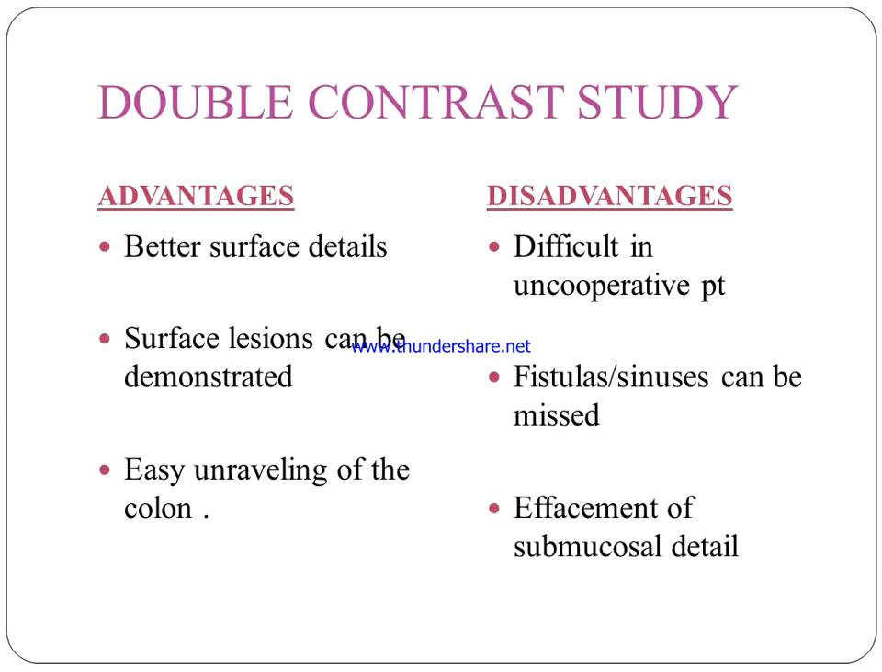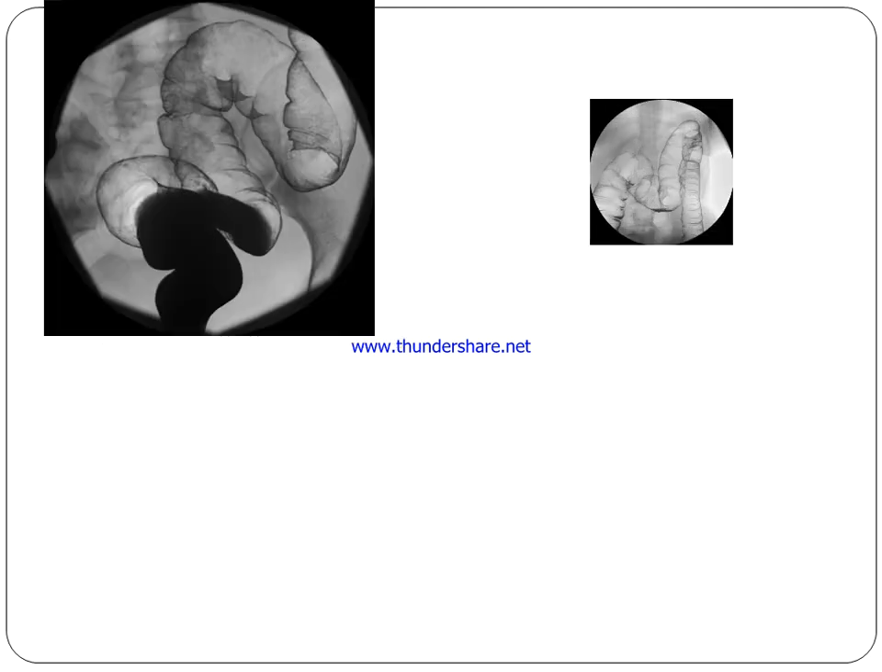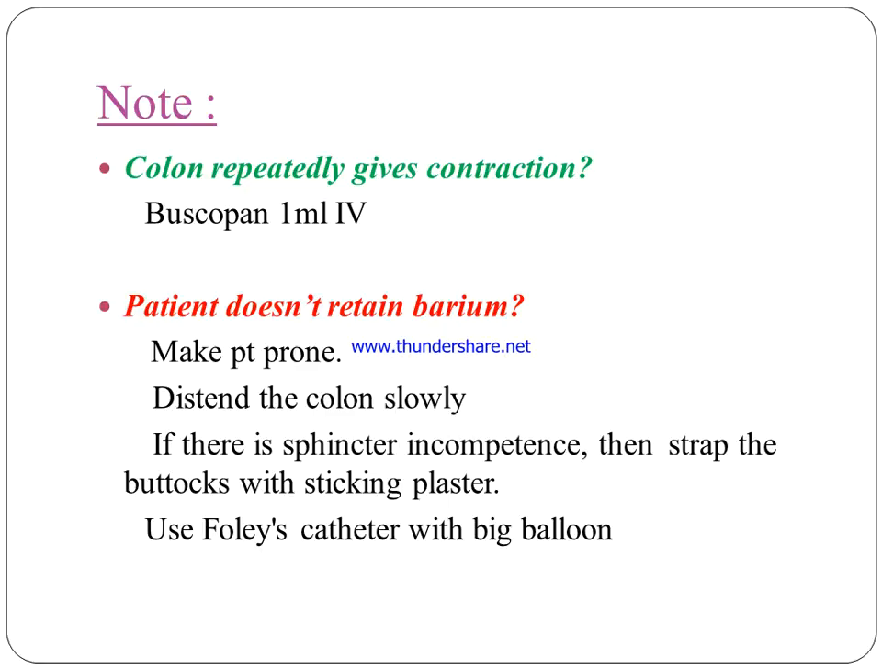The double contrast study has advantages: better surface detail, and a surface lesion can be easily demonstrated. They are easy and revealing of the colon. Disadvantages: it is very difficult in an uncooperative patient, fistula and sinus can be missed, and there is effacement of submucosal details. These are the images of our barium enema.